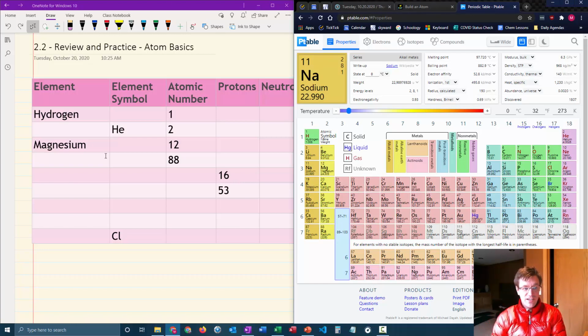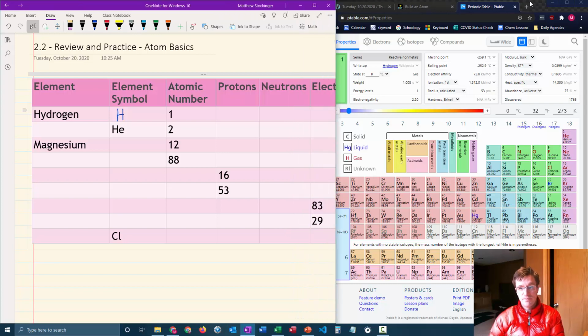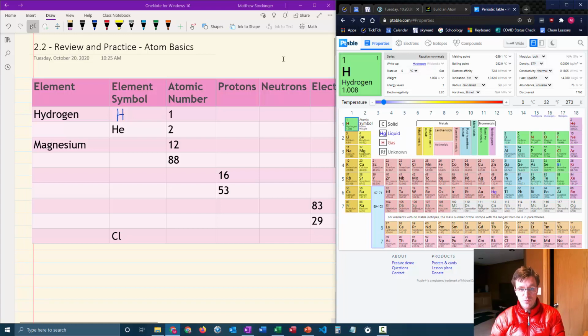So our first element is hydrogen. What is the element symbol for hydrogen? Well, if we click on hydrogen, we see that hydrogen is the symbol H, capital letter H. And the atomic number for hydrogen is 1. Now the atomic number, that tells us how many protons the element has. So hydrogen, being number 1, has 1 proton. And as I said earlier, we want those protons and electrons to be equal so that the positive charges cancel out the negative charges. So 1 electron in an atom of neutral hydrogen.